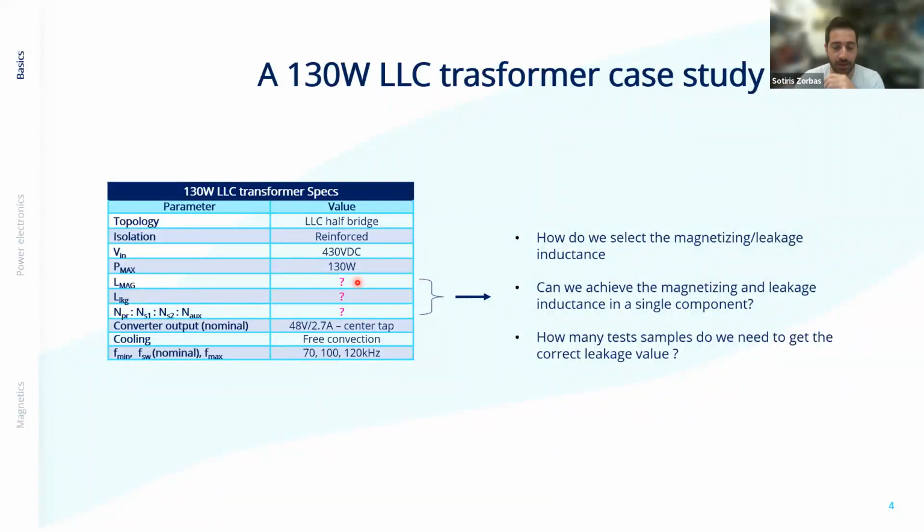Okay, so we will start a bit differently in this webinar, posing the question: how can we calculate those three parameters? We know that this is an LLC half bridge, we are talking about reinforced isolation. The input voltage is 430 volts DC. The output power is 130 watts. It's a center tap topology, 48 volts, 2.7 amps. Free convection, and the frequency ranges from 70 to 120 kilohertz at max.